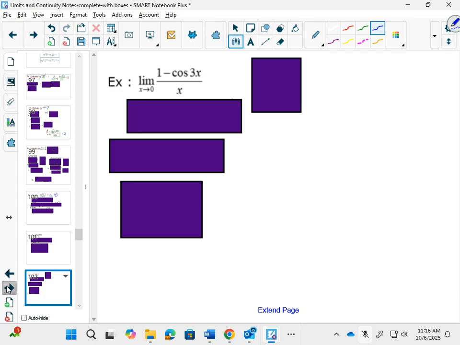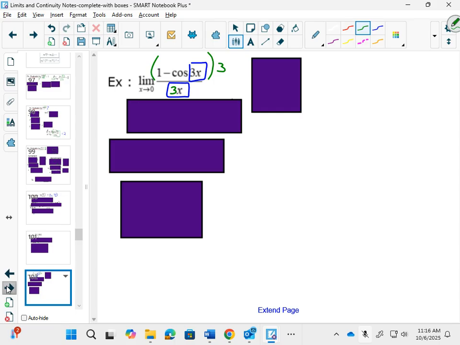Does this match up perfectly with the formula? Not quite. We have a 3x in there, right? So if we wanted it to match up nicely, what would we need here? We would need a 3x there. How do I put a 3 in there? Well, if I put a 3 in there, I would have to multiply the top by 3 as well.